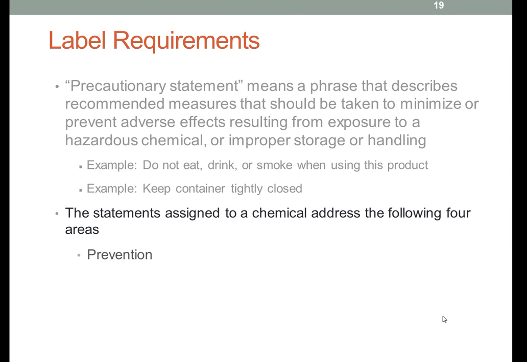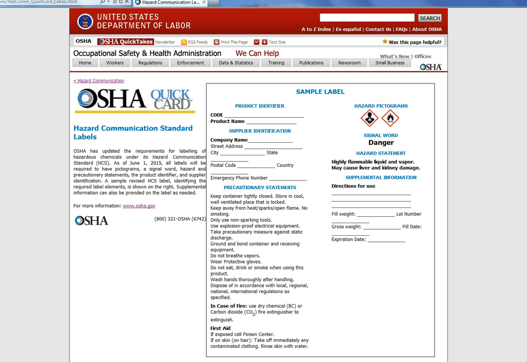The statements assigned to a chemical address the following four areas: prevention, response, storage, and disposal. And referring to our OSHA Quick Card again, the sample label, the precautionary statements are contained here.